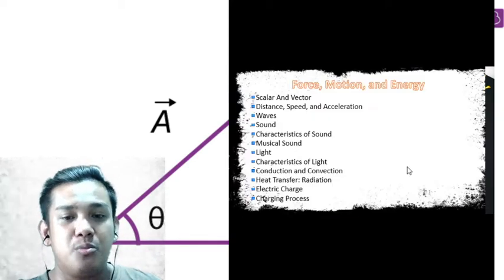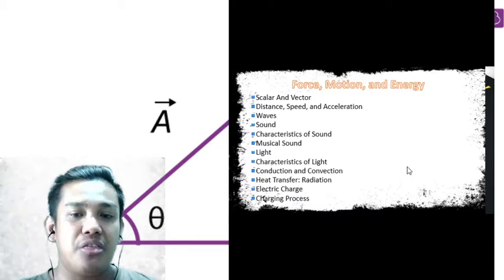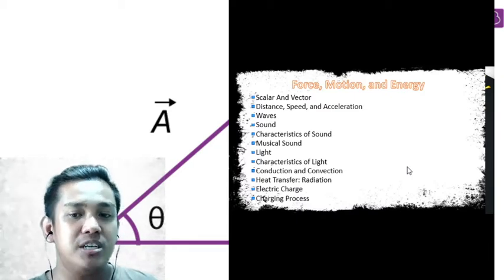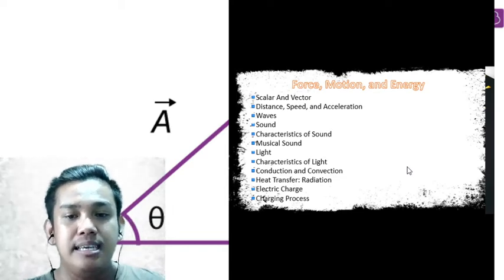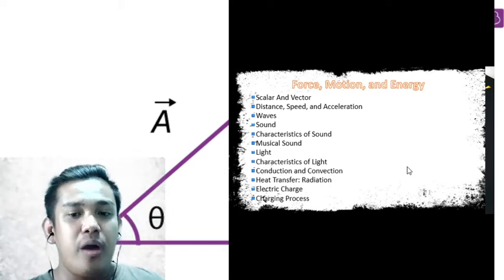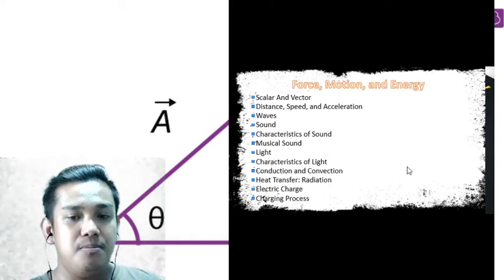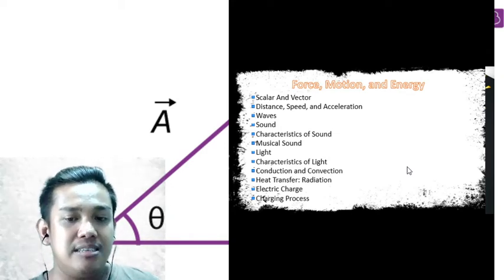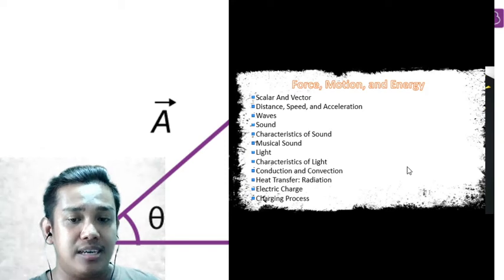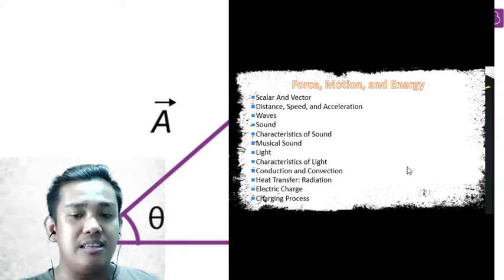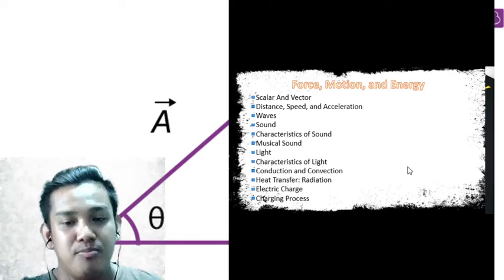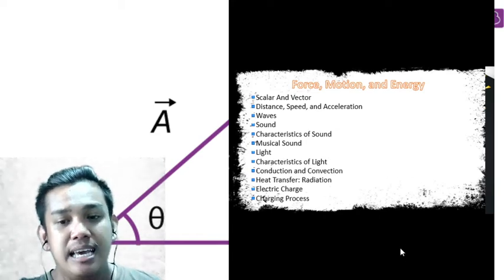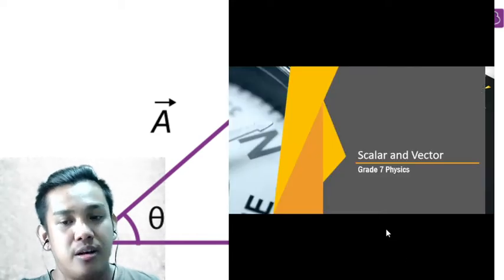These are the things that we're going to discuss in our third quarter. It's all about force, motion, and energy. First we have the scalar and vector, distance, speed, and acceleration, wave, sound, characteristic of sound, physical sound, light, characteristic of light, conduction and convection, heat transfer, radiation, electric charge, charging process. That's all the things that we're going to discuss in our third quarter.